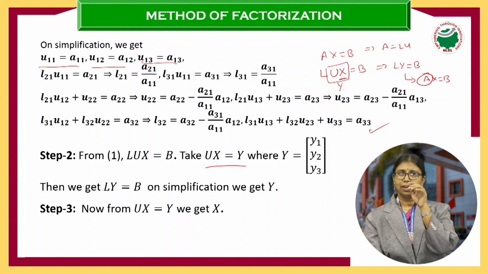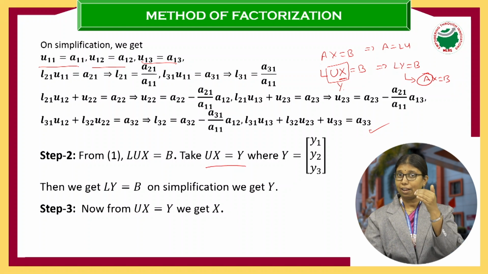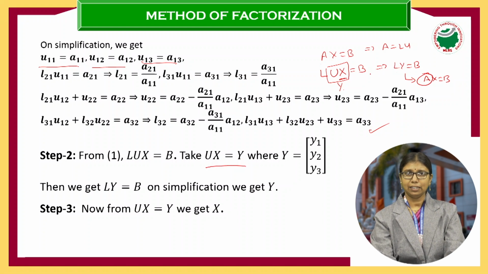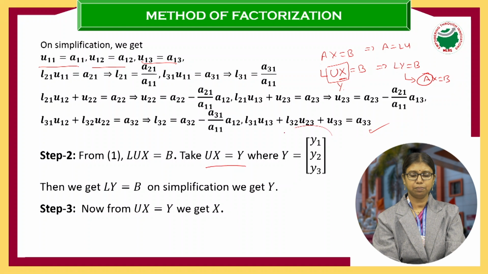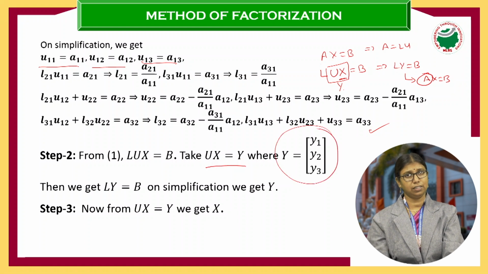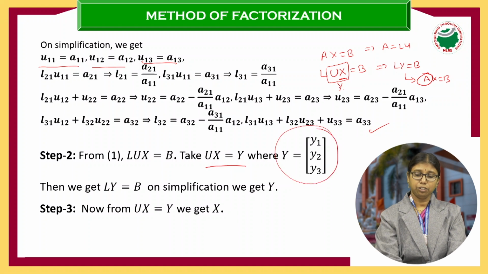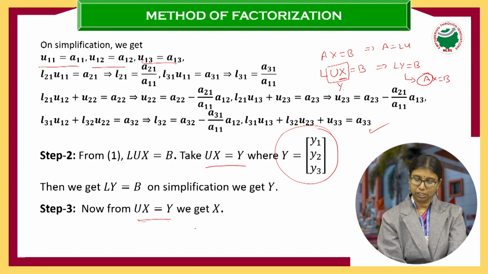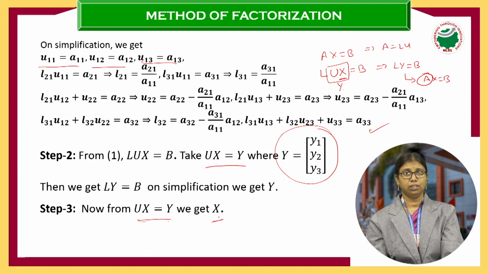So by taking the equation form, as we have solved the equations in non-homogeneous system, if you apply the same procedure, by comparing and solving the variables, you will directly get the values of Y, that is y1, y2, y3 values. Now again you take the UX equal to Y relation here. On simplifying this equation, you will get the value of X. So you have to solve the problem in 3 steps.